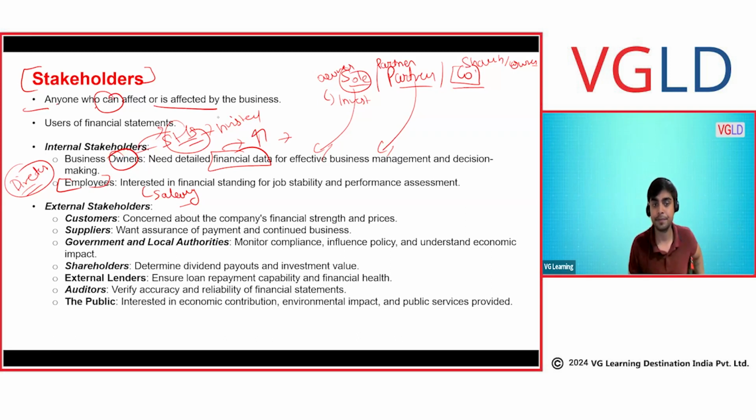Okay. Now external stakeholders. These two people would definitely want the financial statements, look at the profitability, look at the liquidity of the company. Sorry, let's start by talking about the profitability of the company, how profitable the company is, right? These two people.